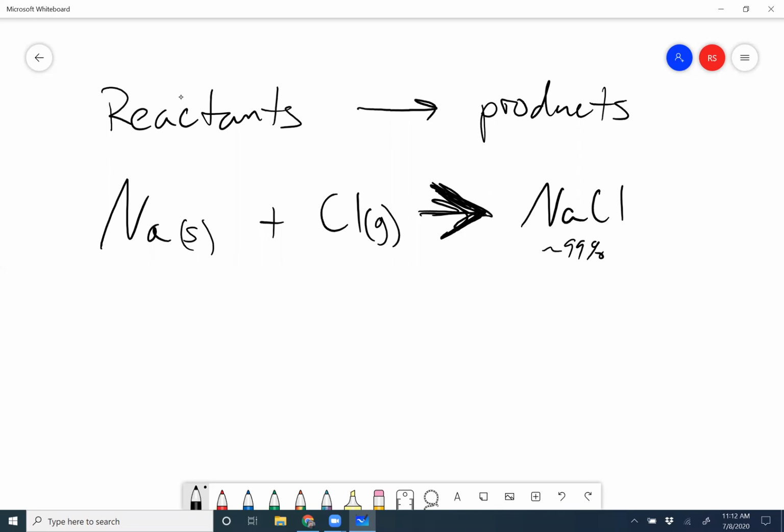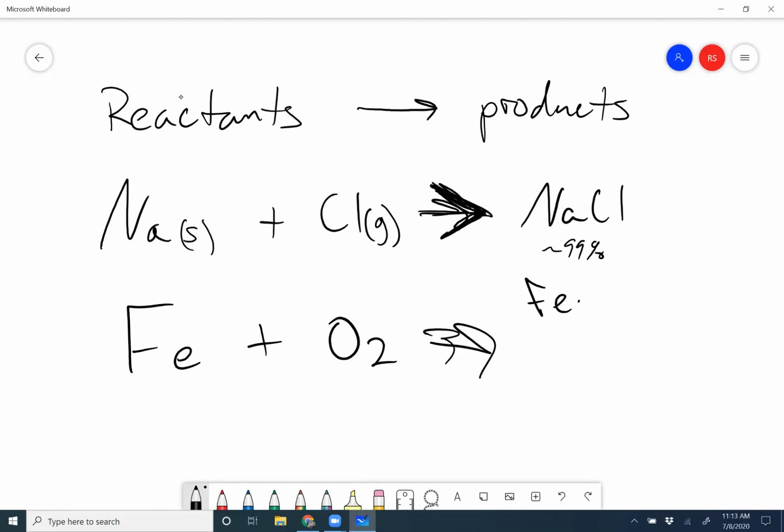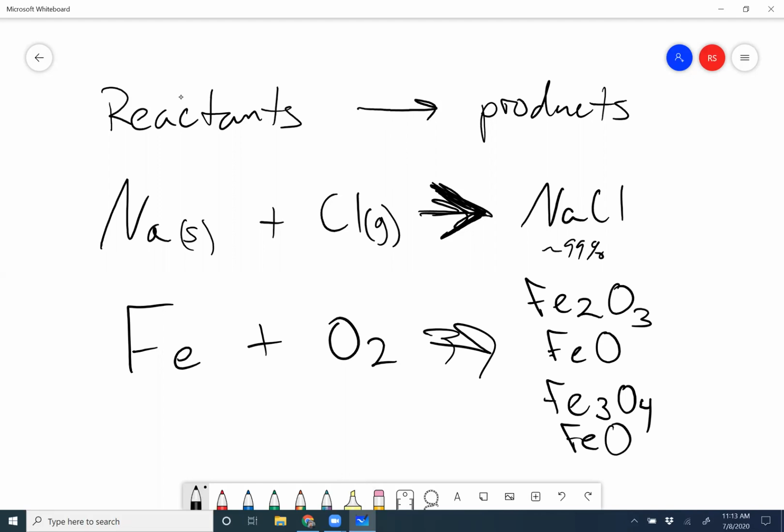But there's many reactions where 2 or 3 different types of things can happen when you mix these things together. Like, for instance, iron and oxygen. Iron and oxygen mixed together, the vast majority of the time will do iron 3 oxide, but it can also do iron 2 oxide. And then there are some weird super oxide irons that are very, very odd. But this is the vast majority of what happens.